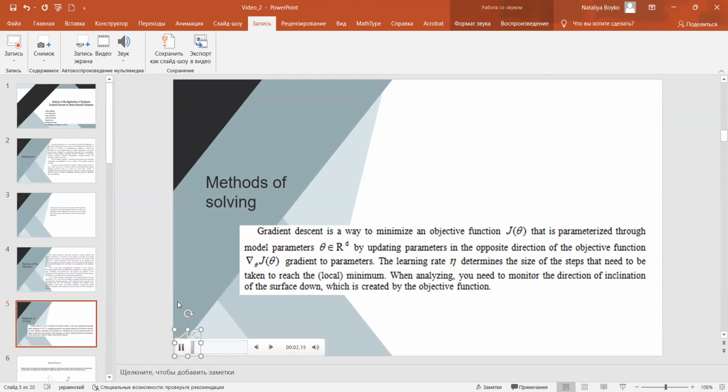Methods of solving. Gradient descent is a way to minimize an objective function J(theta) that is parameterized through model parameters theta in R^d. By updating parameters in the opposite direction of the gradient of the objective function, delta with index theta, J(theta), with respect to the parameters. The learning rate eta determines the size of the steps that need to be taken to reach the local minimum. When analyzing, you need to monitor the direction of inclination of the surface down, which is created by the objective function.